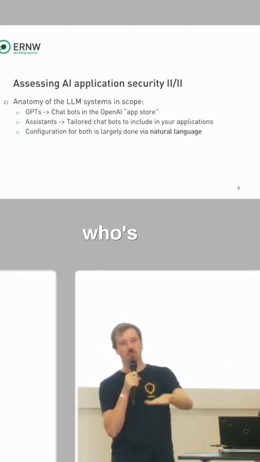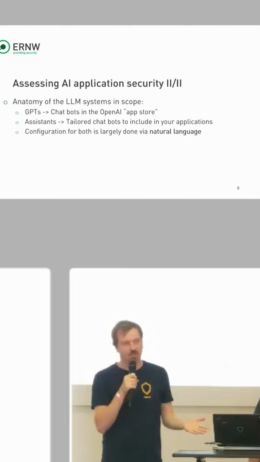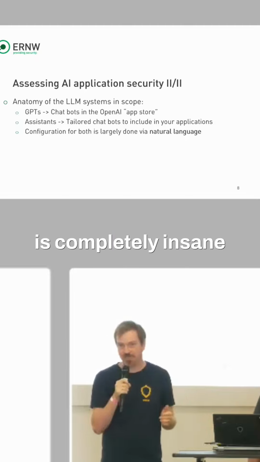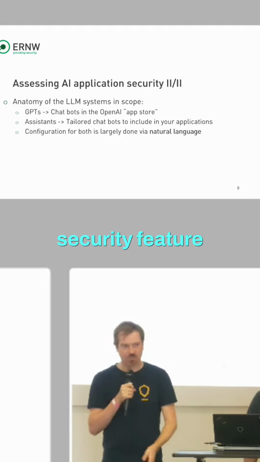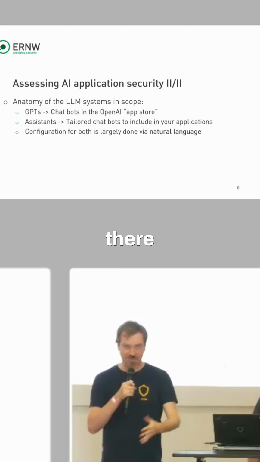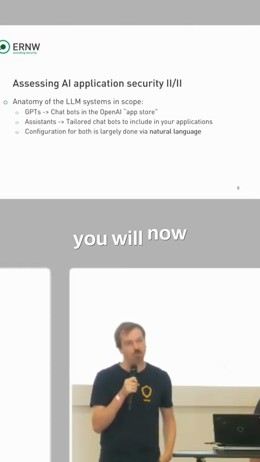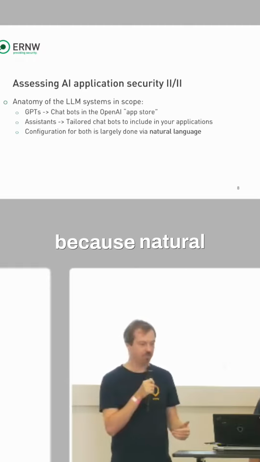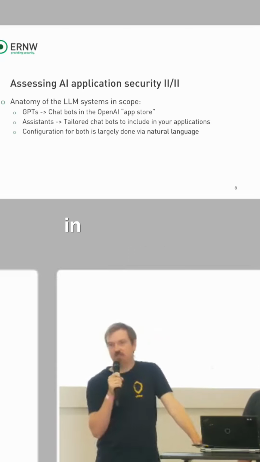Everybody who's into security, I guess there are a few in this room, this should raise a red flag, because configuration in natural language is completely insane, right? Usually, if you want to enable a security feature, there is a flag for it and it tells you, this is true, that's it. And then it's there and it does its thing. If you want to prevent things from happening, you will now have to use natural language. And that's a big problem, because natural language was never very efficient or effective in preventing.